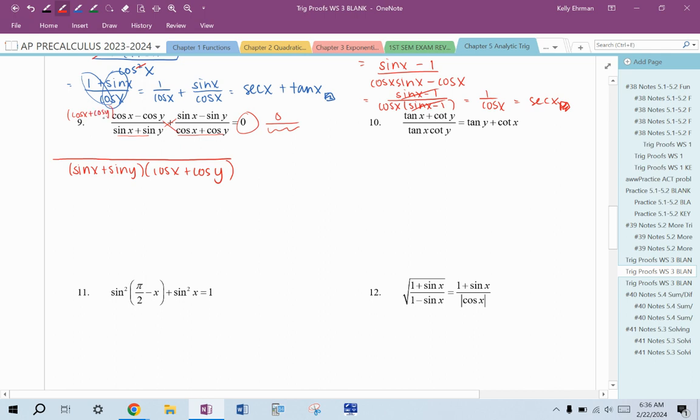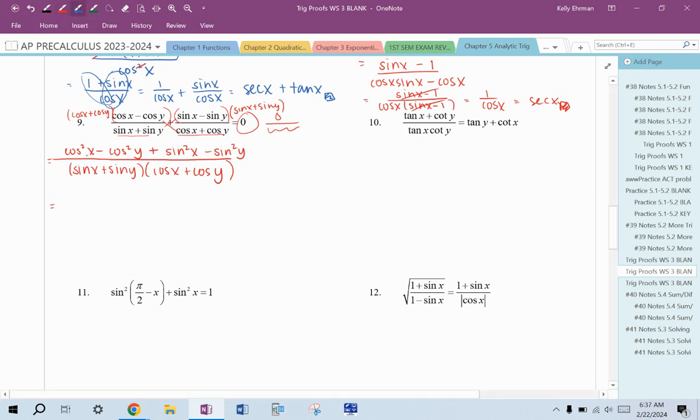Cosine x plus cosine y times cosine x minus cosine y is cosine squared x minus cosine squared y. So that's that first part. There's a plus in the middle. The second fraction will get multiplied by sine x plus sine y, top and bottom. So again, conjugates. Sine x times sine x is sine squared x minus sine squared y. We're supposed to show that this is 0.